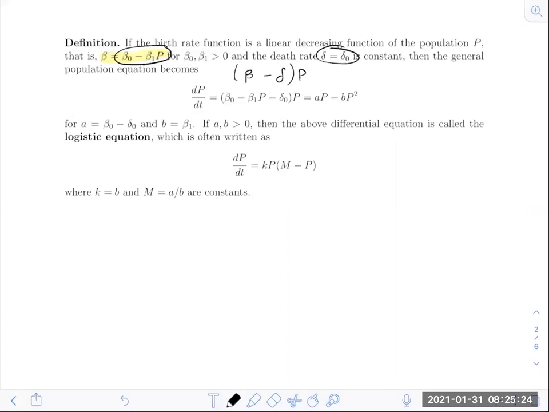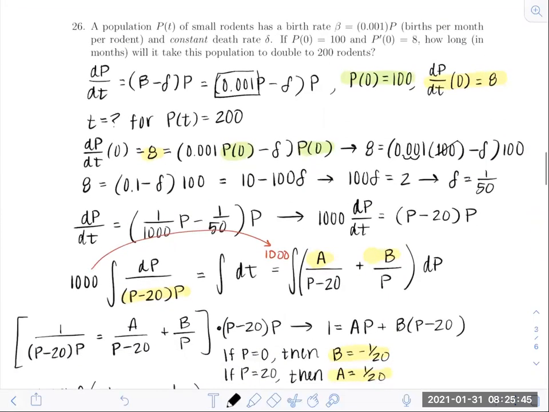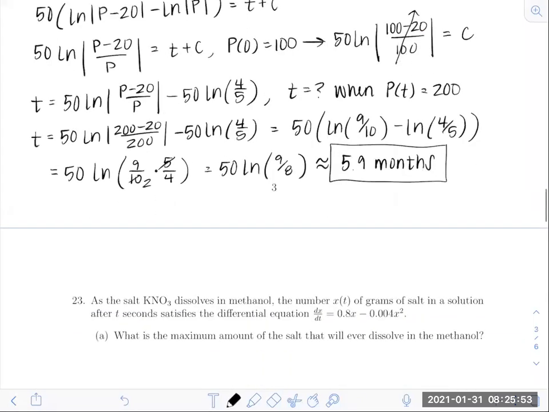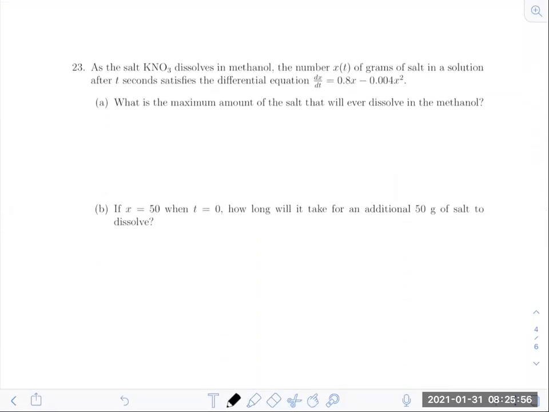And typically speaking, what we'll do is keep P factored out front and look at that as a product of 2 linear factors. The integration technique that we'll be relying on to solve these types of problems is integration via partial fraction decomposition. So then at the end of part 1, we worked through problem 26, which again was just illustrating the logistic population equation.